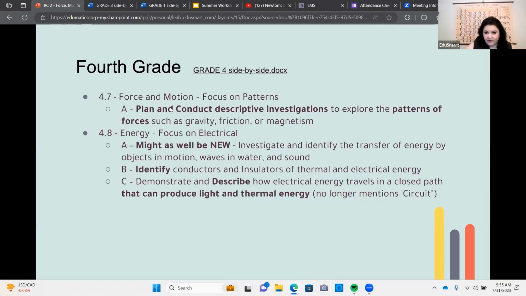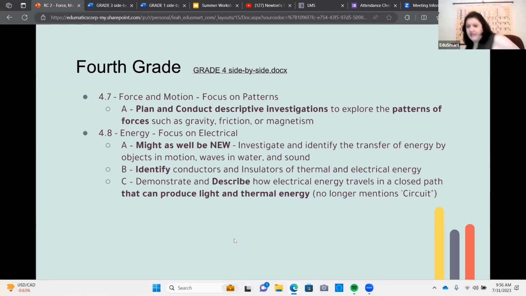Fourth grade only has one for force and motion, and it is plan and conduct descriptive investigations to explore the patterns of forces such as gravity, friction, or magnetism. Not a huge change here other than they're doing the planning and conducting of descriptive investigations and adding the RTC of patterns. Here, the energy focus is on electrical energy.